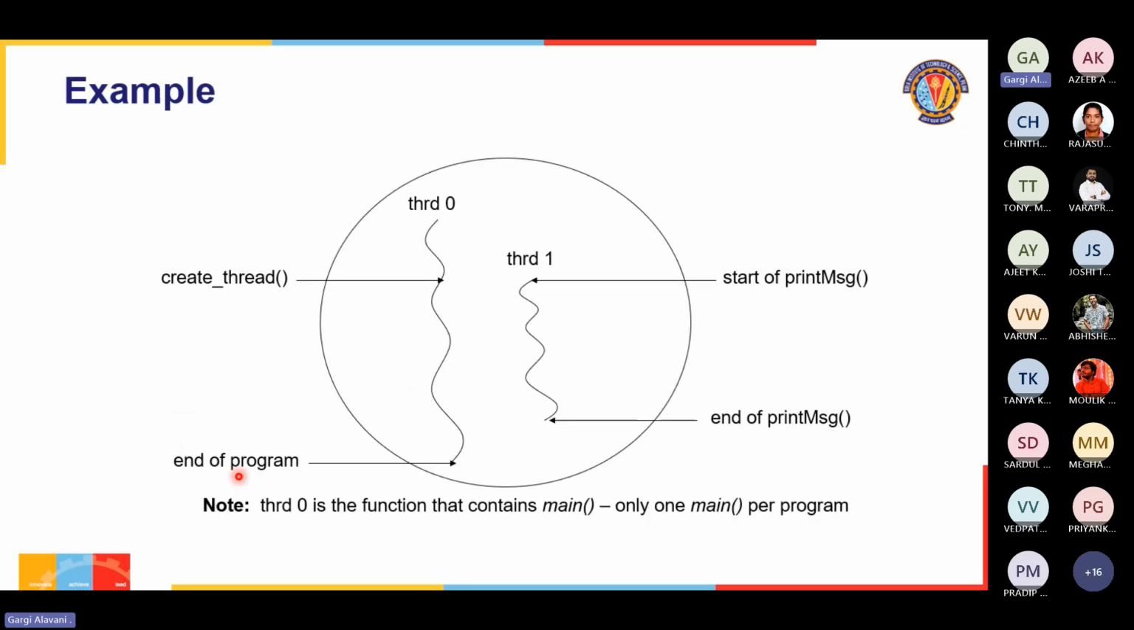We have seen this diagram also in the last class, where pthread create will create the new thread. The thread will print the message, and once the message is printed, it will then join the main thread, and there will be no two threads after the join. There will be only one thread.